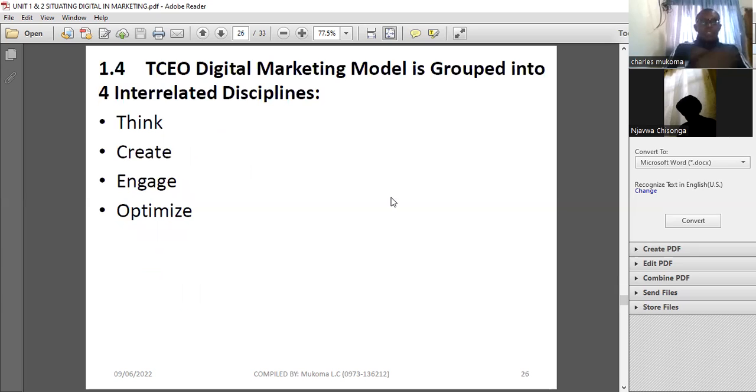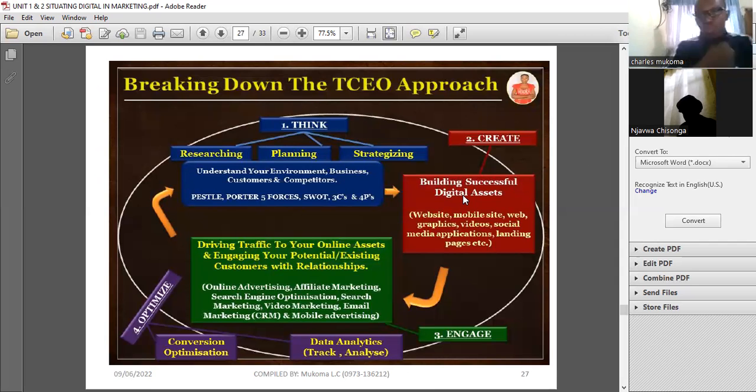We'll look at next the TCEO digital marketing model. Now, TCEO are abbreviations. T is think, C is create, E is engage, and O is optimize. This is just a model that we use in digital marketing. If you look at the next slide, there's number 1, which is think. It involves researching, planning, and strategizing.